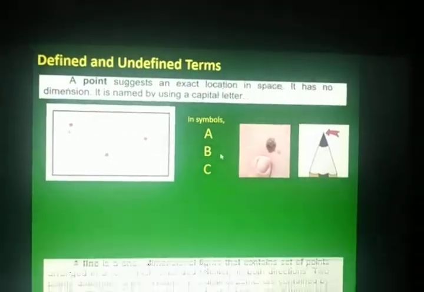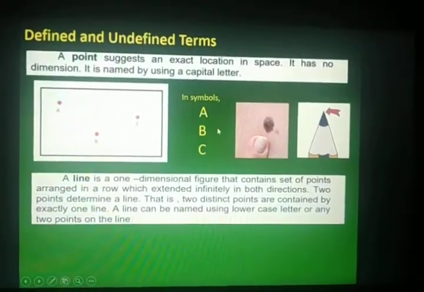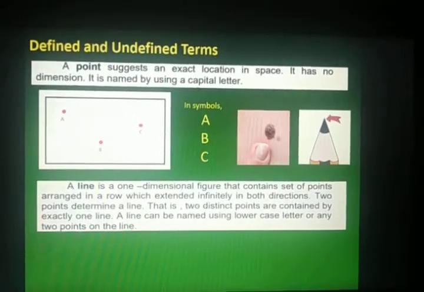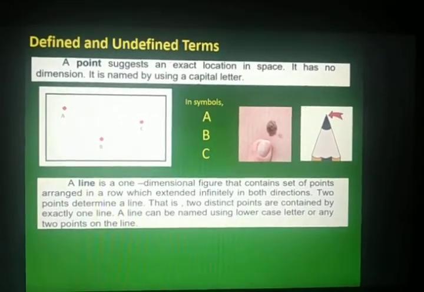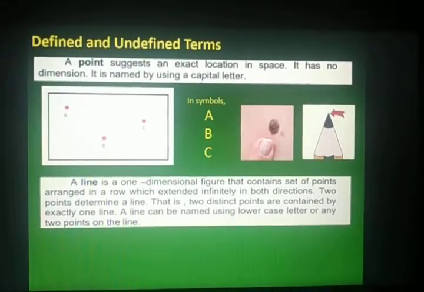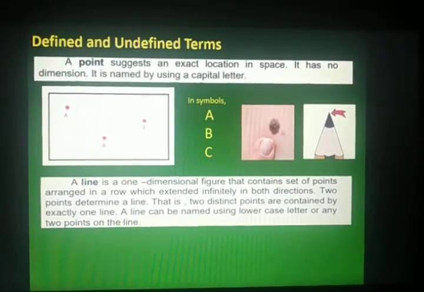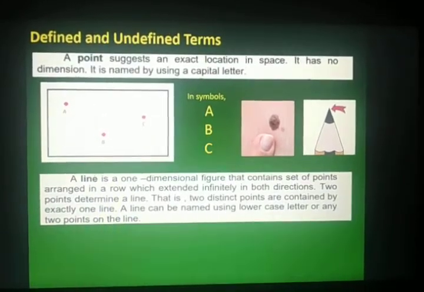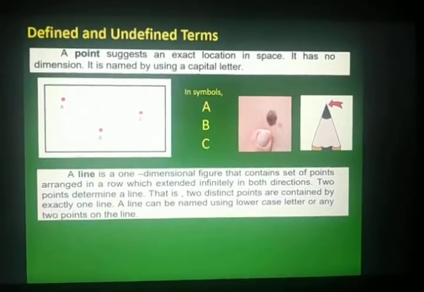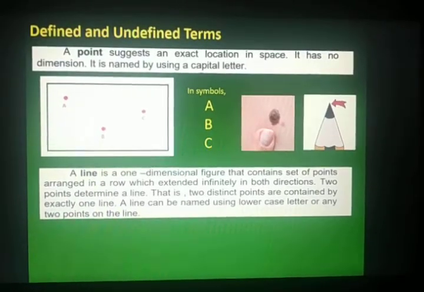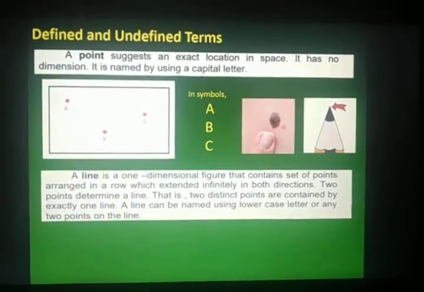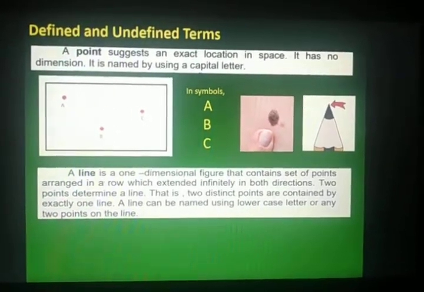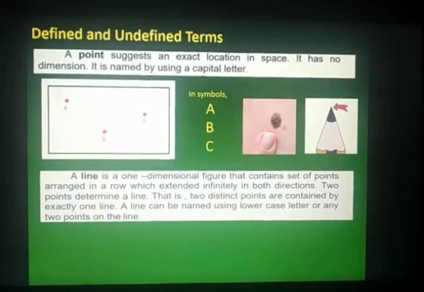Next, another undefined term is a line. Let me read. A line is a one-dimensional figure that contains a set of points arranged in a row, which extends infinitely in both directions. Remember, a line is made up of many points, a set of points. 2 points determine a line. So when you join 2 points, you have a line already. That is, 2 distinct points are contained by exactly 1 line.